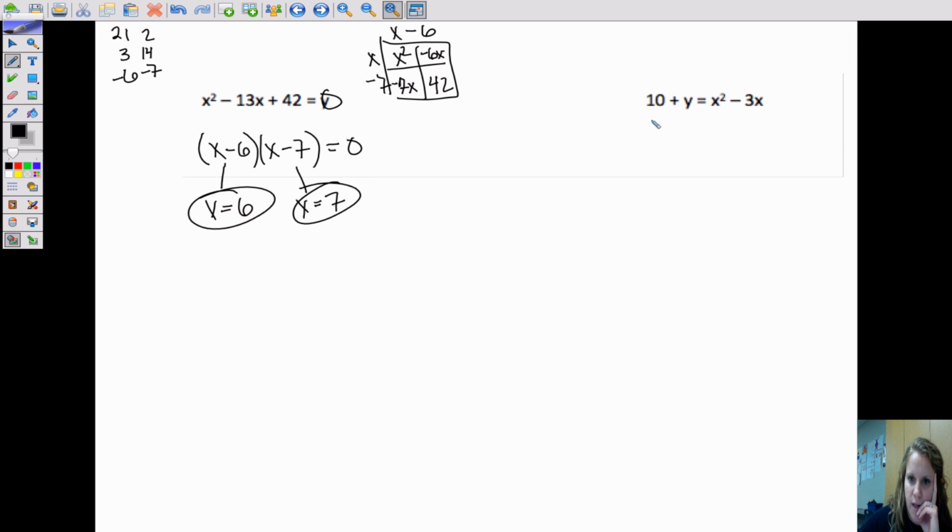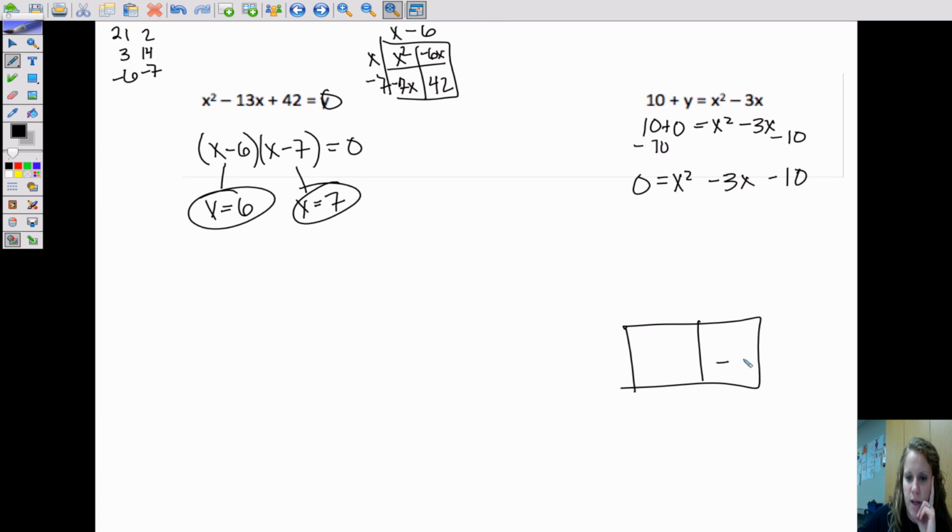Here, we need 10 plus 0 to equal x squared minus 3x. So I'm going to subtract 10 from both sides, and we have 0 equals x squared minus 3x minus 10. So again, if I think about my boxes, I need a negative 10 here and an x squared here, and I need these two things to add to negative 3. So if I'm thinking about 10, I got 5 and 2 and 10 and 1, really. That's it, right? So 10 and 1 aren't going to add to 3, but 5 and 2, if I make the 5 negative, negative 5 plus 2 is going to equal negative 3.